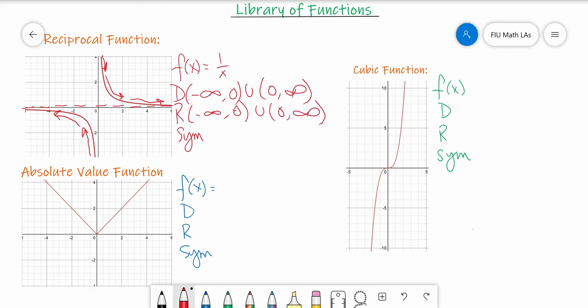positive infinity. Our reciprocal function has symmetry with respect to the origin, and any function that has symmetry with respect to the origin is odd.